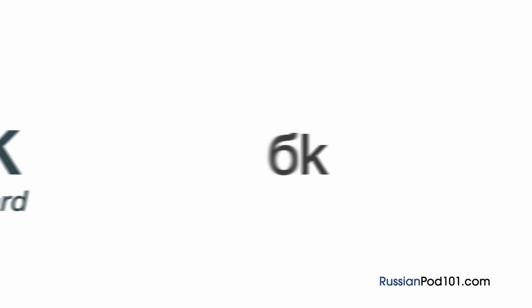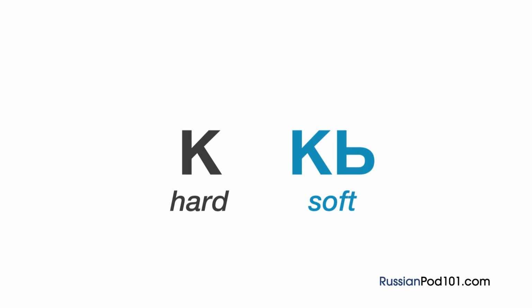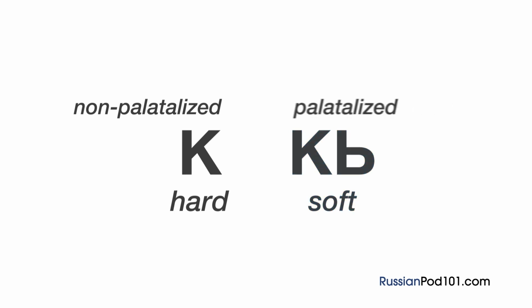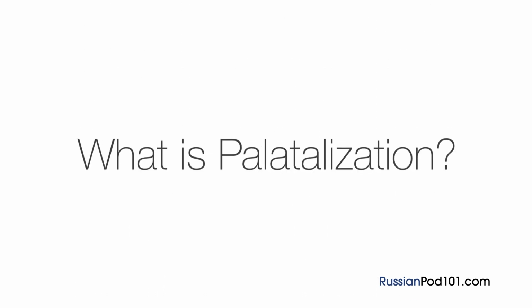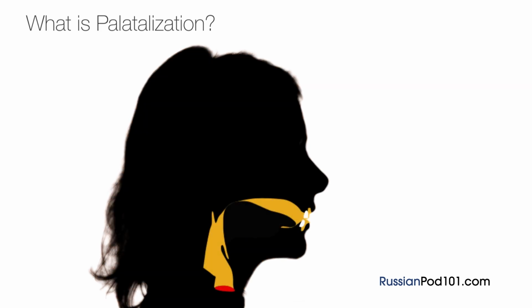There are generally two ways of pronouncing a consonant letter in Russian: hard, К, or soft, К. The hard version is said to be non-palatalized, while the soft version is said to be palatalized. But what is palatalization? Palatalization refers to a way of pronouncing a consonant in which part of the tongue, usually the middle part, known as the blade of the tongue, moves closer to the roof of the mouth. When this happens, a Y-like sound quality is added to the consonant sound.